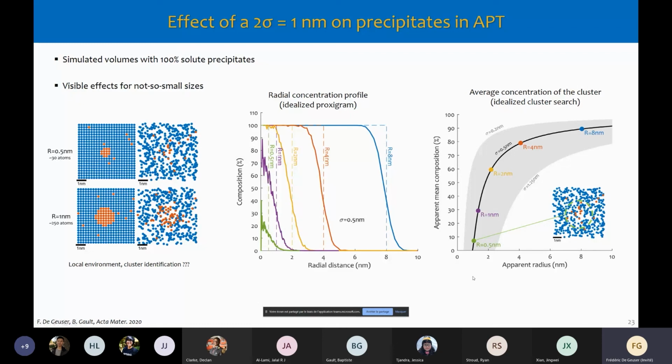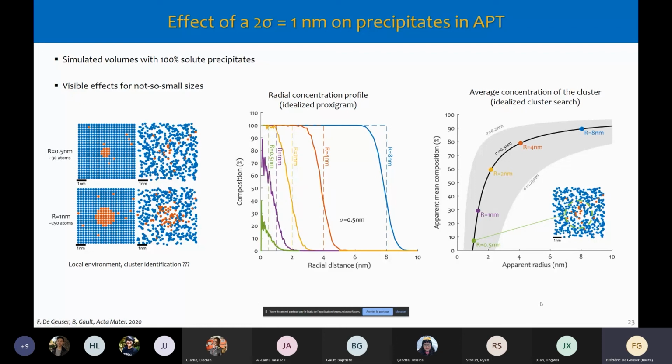And in both cases, we see that the effect is actually pretty heavy, even on a 1D concentration profile. We can see that for objects that are smaller than 2 nanometers in radius, so that's 4 nanometers in diameter, the concentration at the core is already altered, so we don't obtain the 100% solutes. And for, say, 1 nanometer in diameter, so that's the green one, we have as low as 20% instead of 100%.